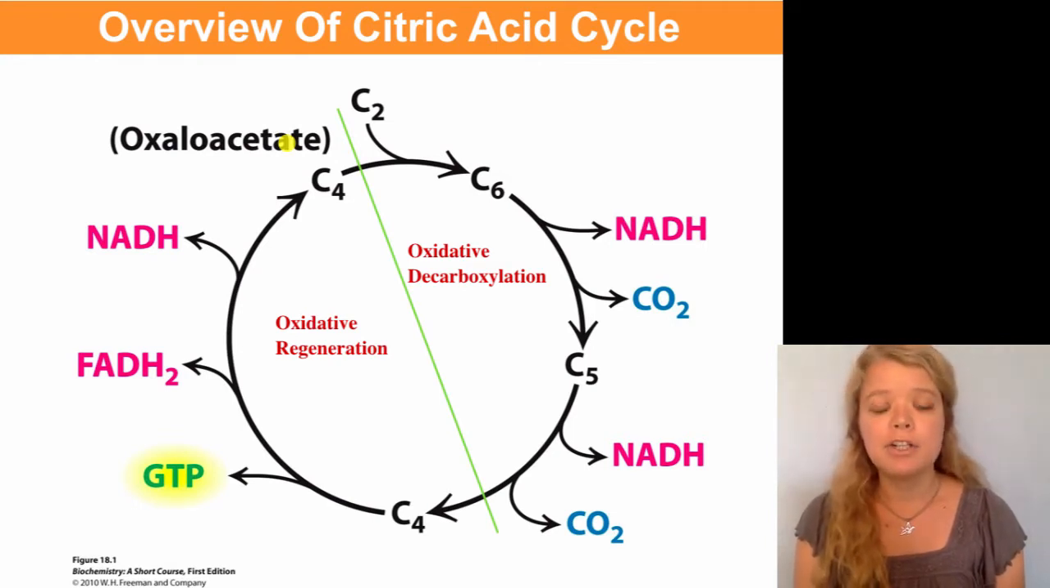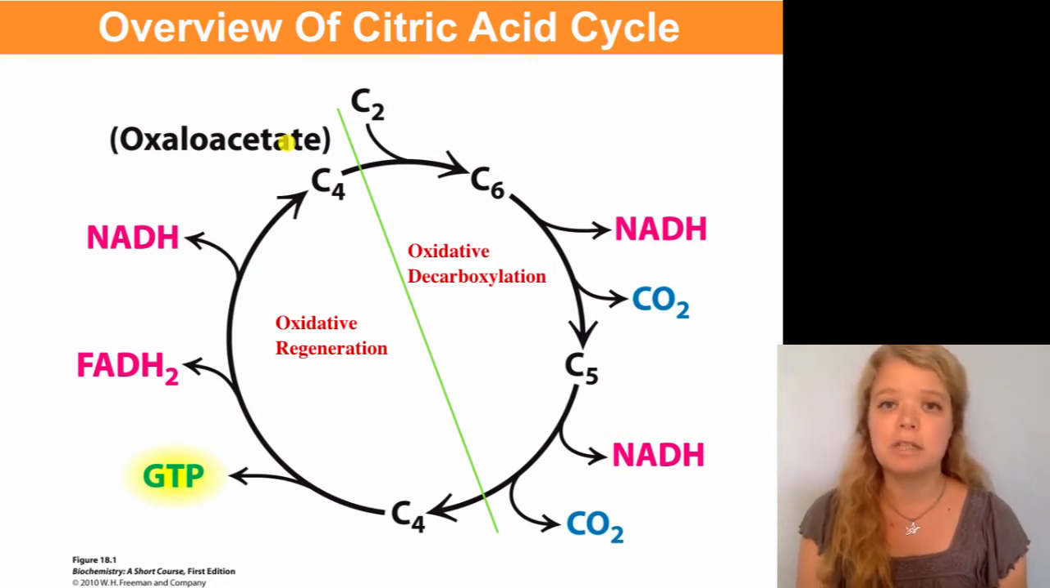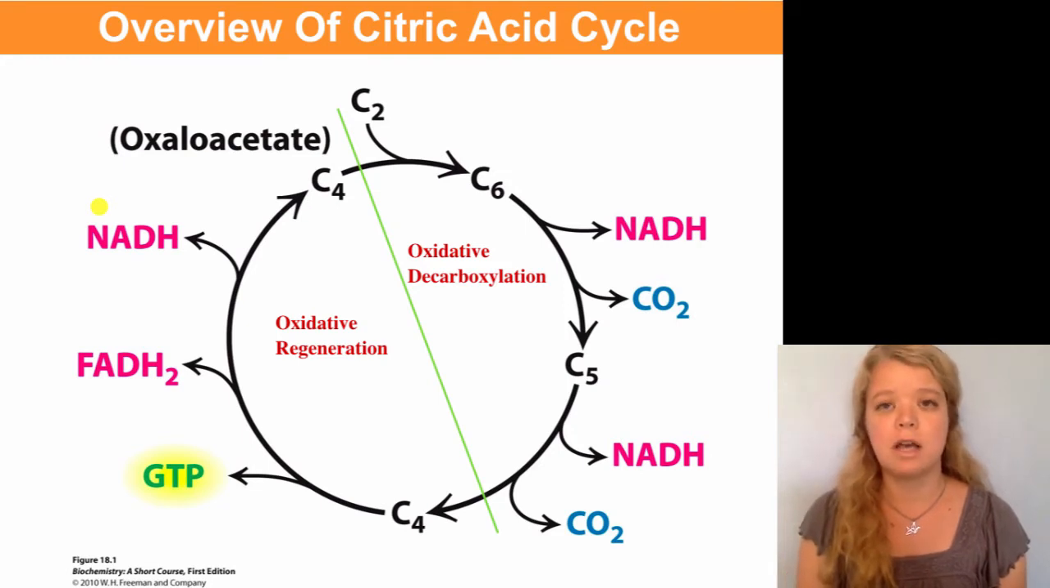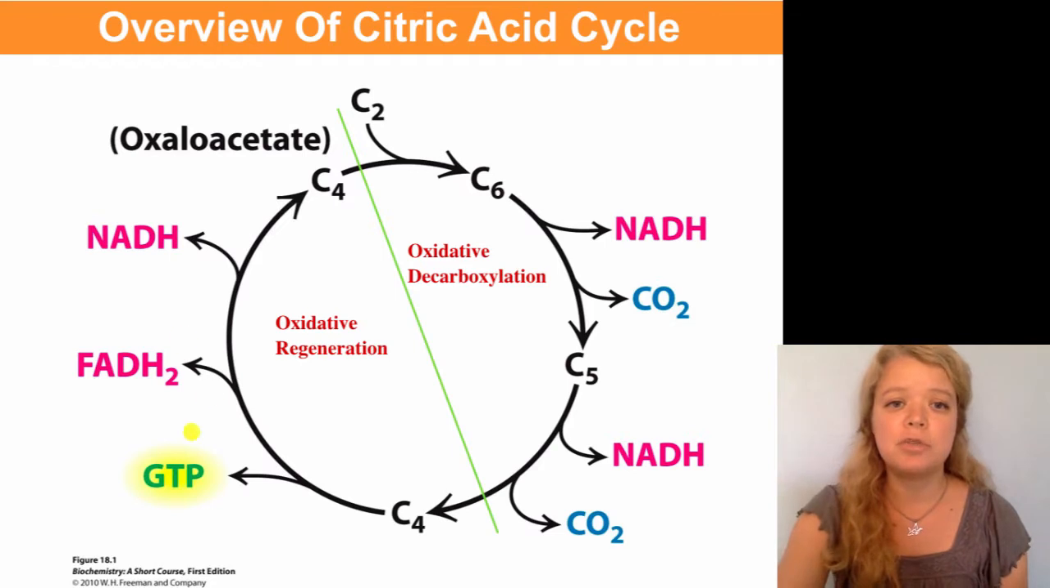Now, energy is harvested from the cycle both during the oxidative decarboxylation steps and the oxidative regeneration steps. So NADH is produced here and here, as well as from malate to oxaloacetate. Additionally, FADH2 and GTP are also produced.